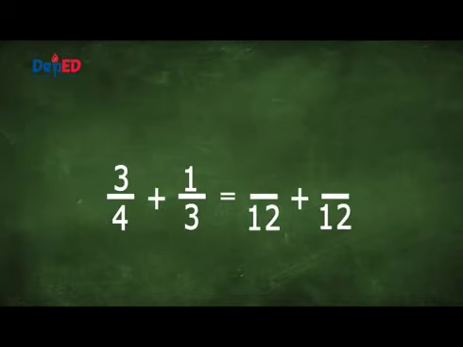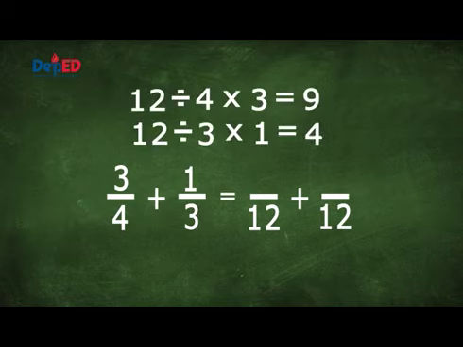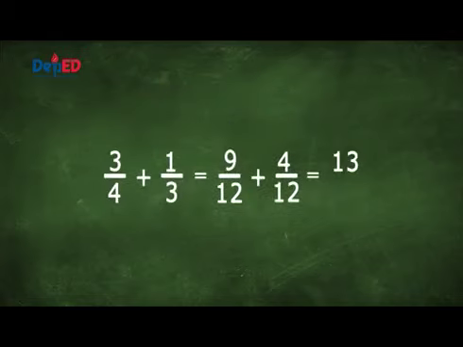Divide the LCD by the given denominators and multiply by the given numerators. 12 divided by 4 times 3 equals 9. 12 divided by 3 times 1 equals 4. Step 3. Add the numerators. 9 plus 4 equals 13 and copy the common denominator 12.